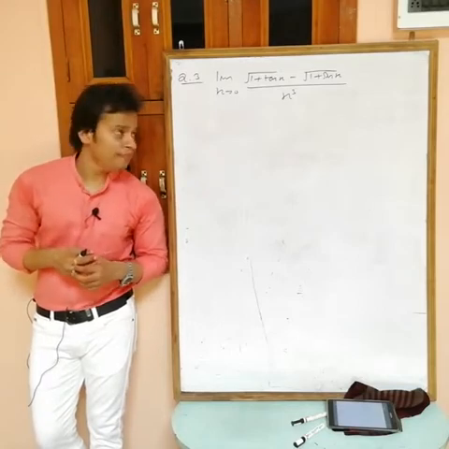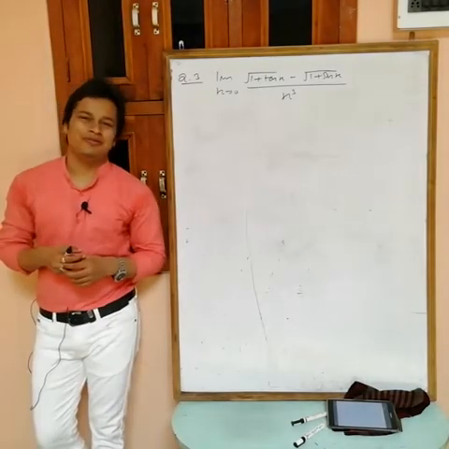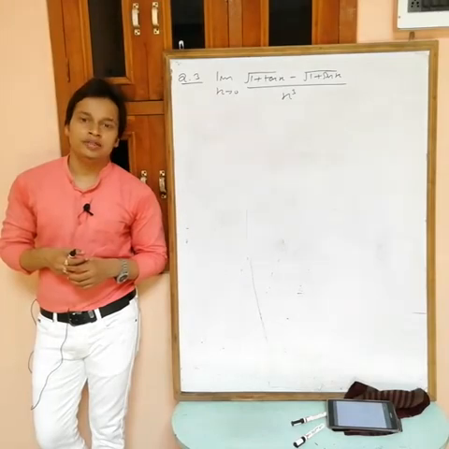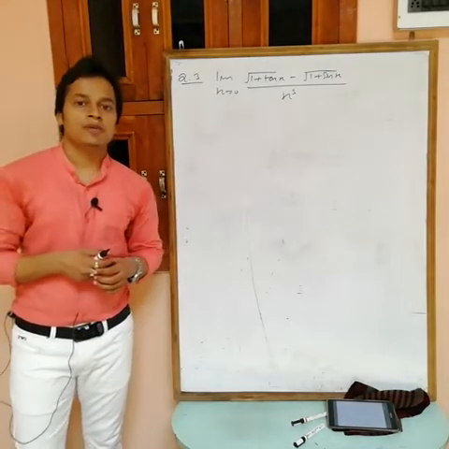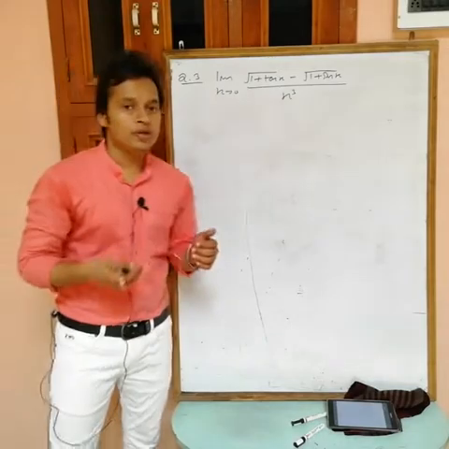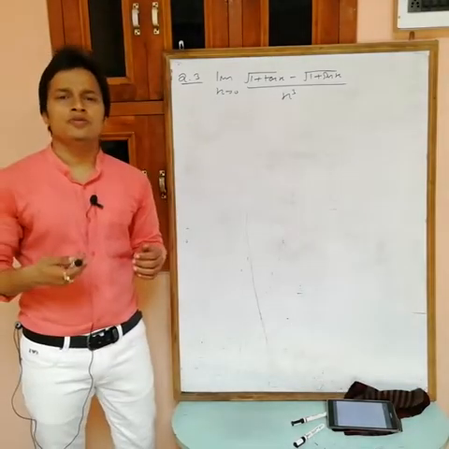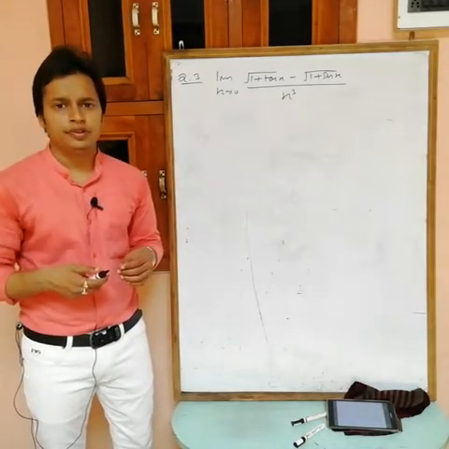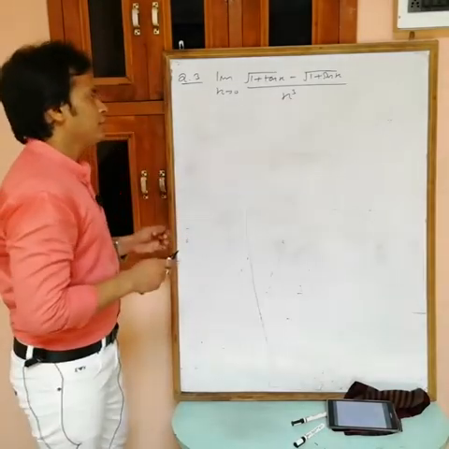Now how to solve? There is a root and we don't want the root. Then I can rationalize. There is root a minus root b, so multiply by root a plus root b in the numerator and denominator. Then you will get values without roots.